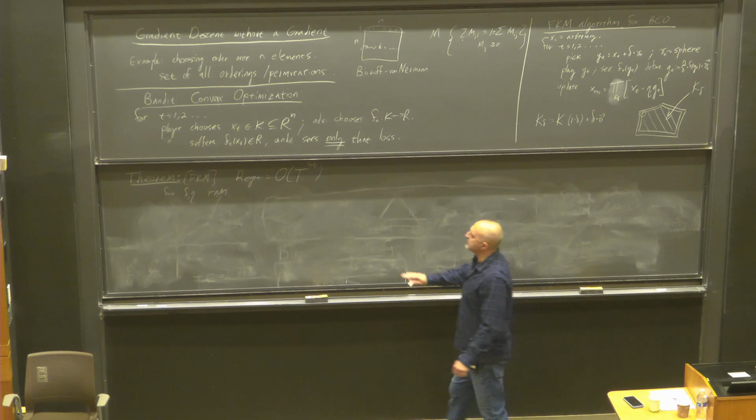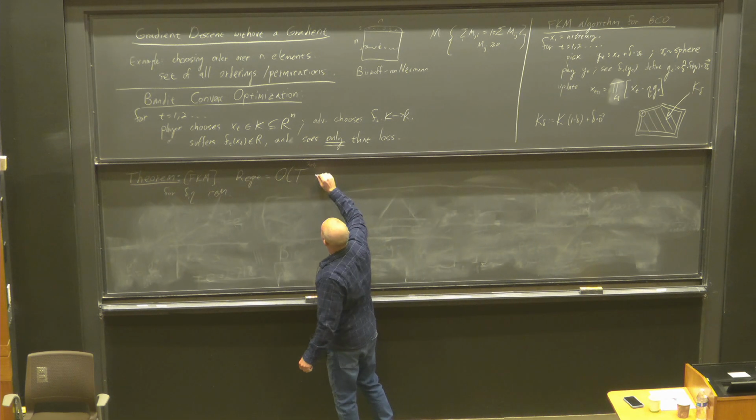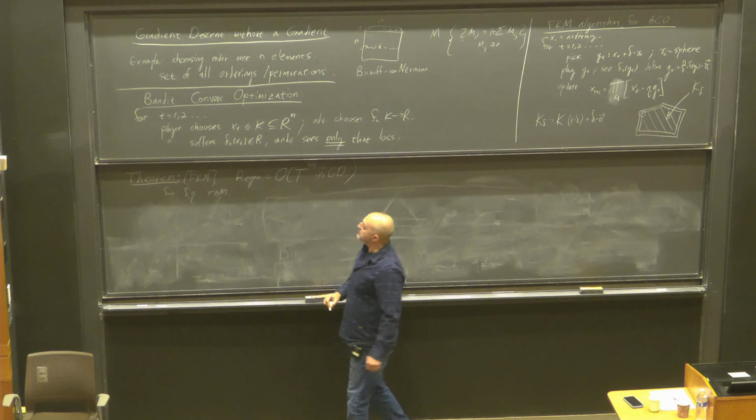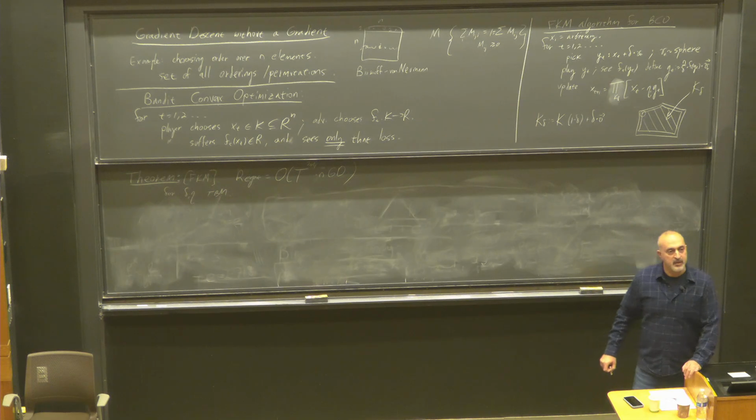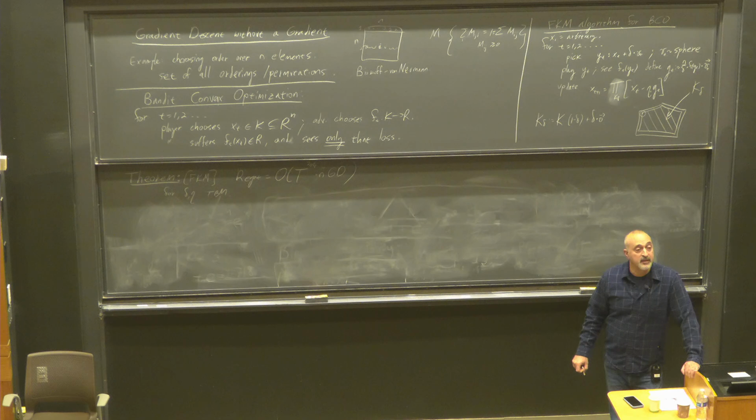Oh, I should say times n, maybe times GD. That's it. There is no exponential. Yes? If we don't know the gradients, it is G even, I think. We don't need to know the gradients, but we need an upper bound on them.